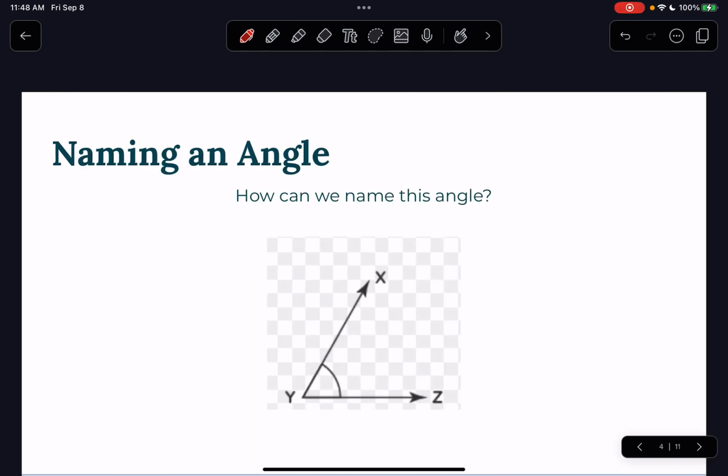So let's look at this angle. We have 3 different ways that we can name this angle. Remember, one of them is with your vertex, so we can name this angle Y. The other 2 ways are using the 3 letters. Just remember that your vertex needs to be in the middle. So we can name this XYZ, or we could name this ZYX.